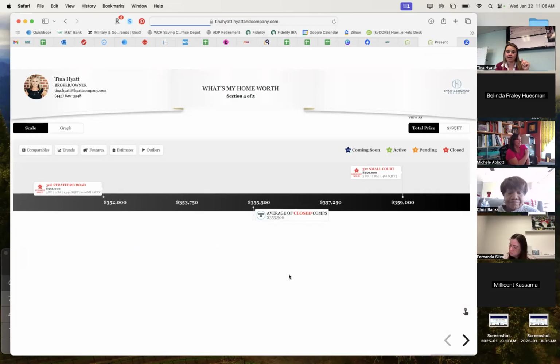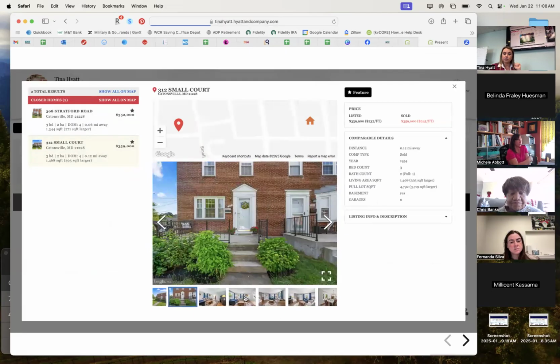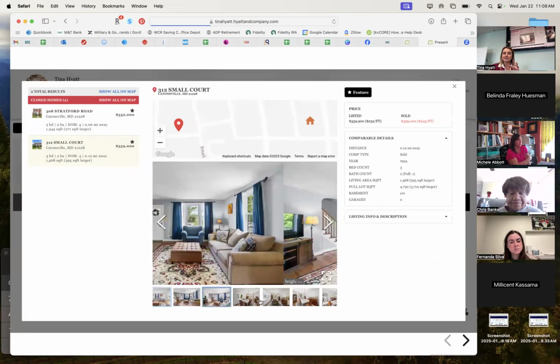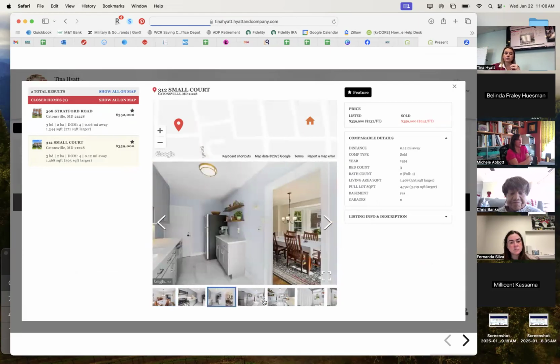This doesn't look that great right now, but if I go in here and I click and I say, so Mr. Seller, here are the comps that I found similar to your property. The first one is 312 Small Court. Here is what that property looked like, and here's what it looks like inside, right? Because this is important to think about when we're talking about pricing your property. How do the kitchens look? How do the baths look, right?